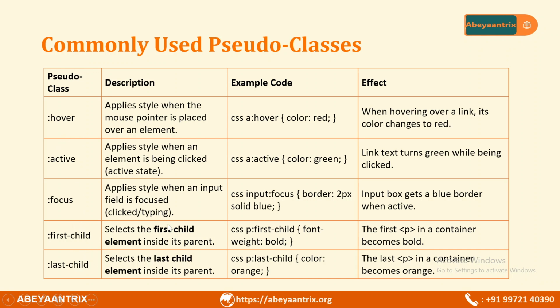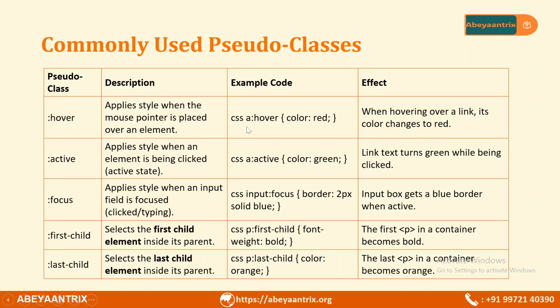Okay, so here hover is an interactive highlighting. The hover pseudo class applies styles when you move your mouse over an element. It's perfect for creating interactive buttons and links. Here, in the CSS, you can apply the mouse over effect. When hovering over a link, its color changes to red in this example. Okay, so next is active.